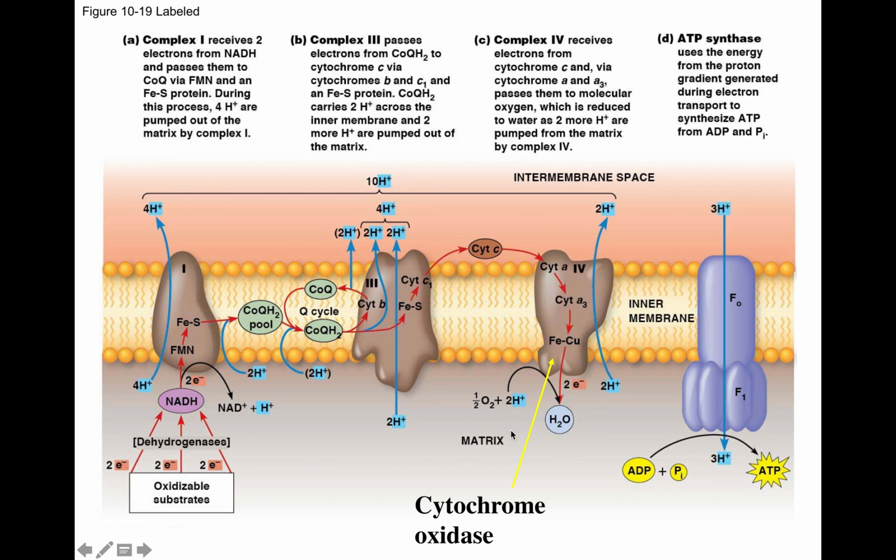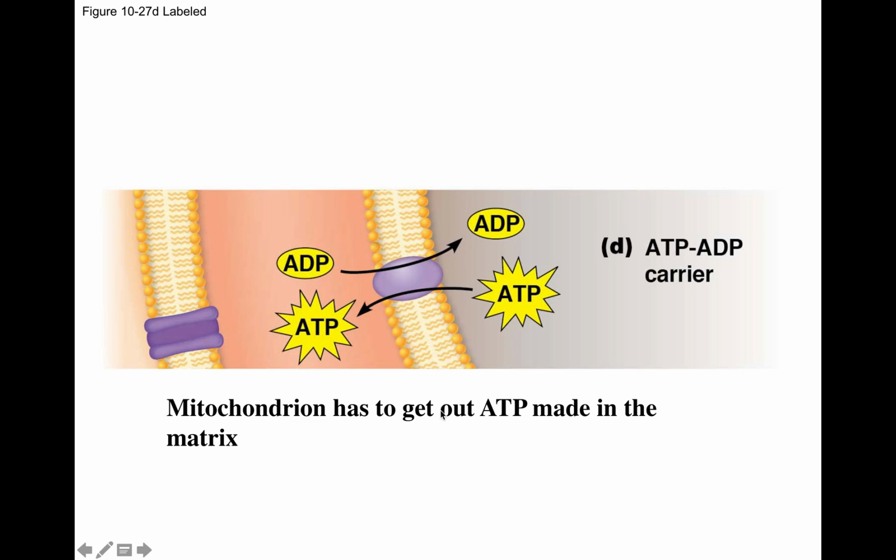This is a proton gradient, so more here than there. They want to fall back down their gradient. They do that through the FO channel, and then the F1 ATPase uses the movement of those protons to physically move and create ATP, and we'll talk about that in more detail. Okay, so this is coming from NADH. Okay, once you make that ATP, you got to get it out of the matrix, and there is an ADP ATP transporter that does that.